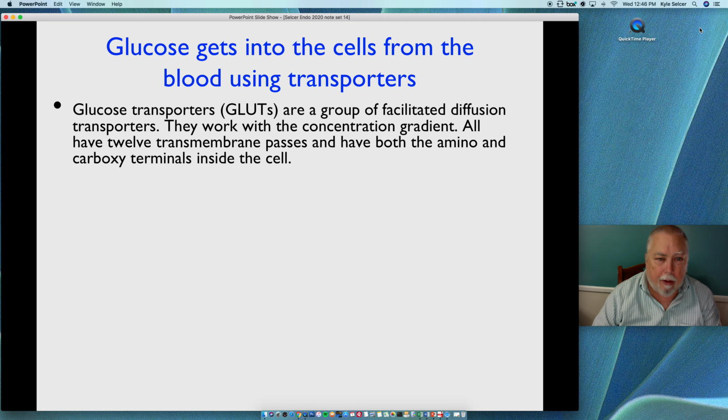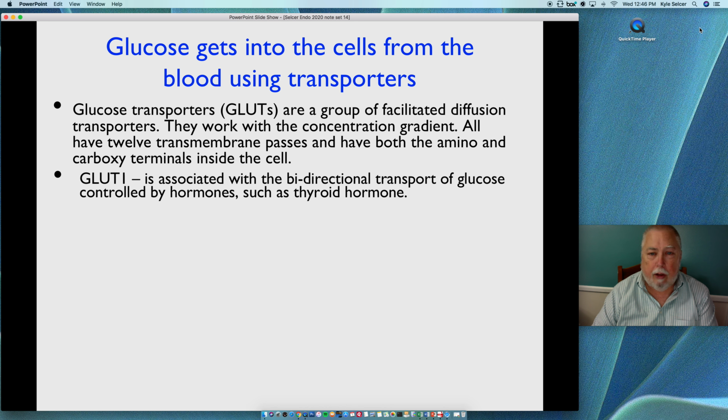We talked about the serpentine receptors having 7. These things have 12 transmembrane passes. Both the amino and the carboxyl terminals end up inside the cell. So it's kind of an unusual situation there. But there's a whole series of them, and I'm only going to talk about the ones that are related to insulin, because there's a lot of them in the kidney that are related to fructose uptake and things like that.